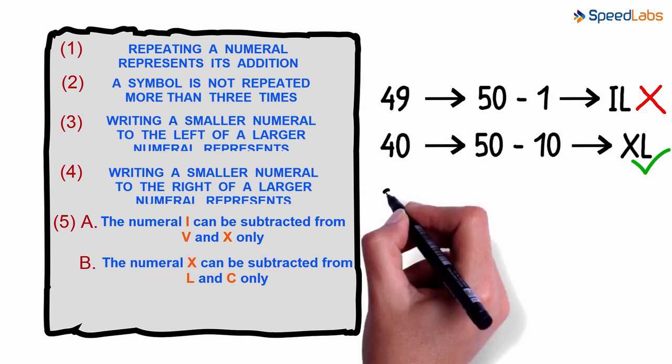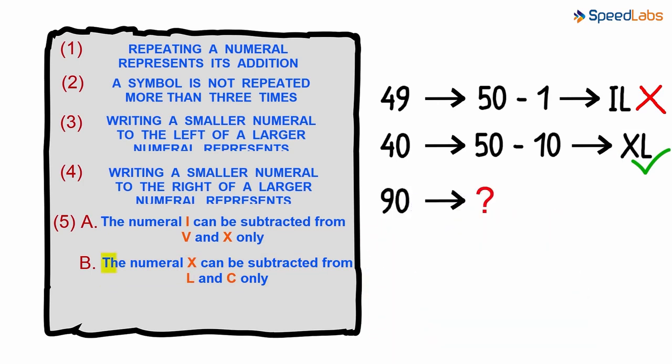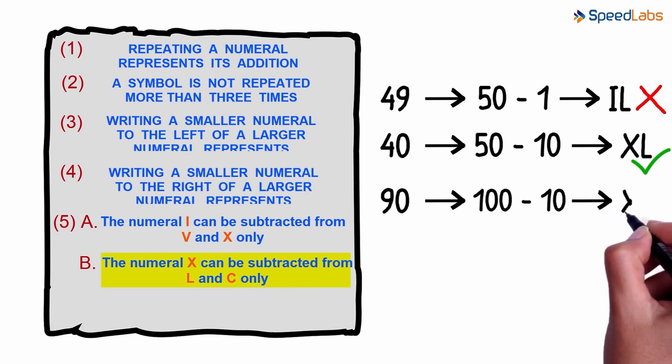What about the numeral 90? If we refer to the rule again, then we can see that it allows subtraction of the numeral 10 from the numeral 100 as well. Therefore, we can express it in Roman numbers like this.